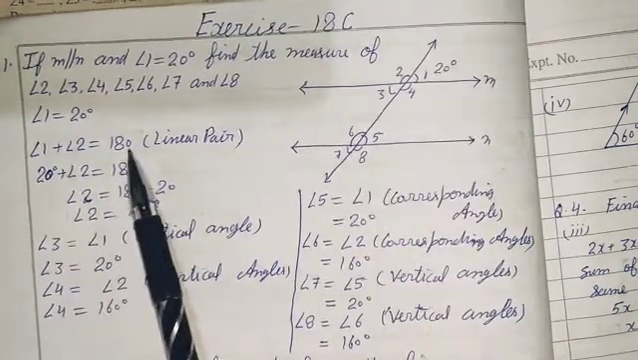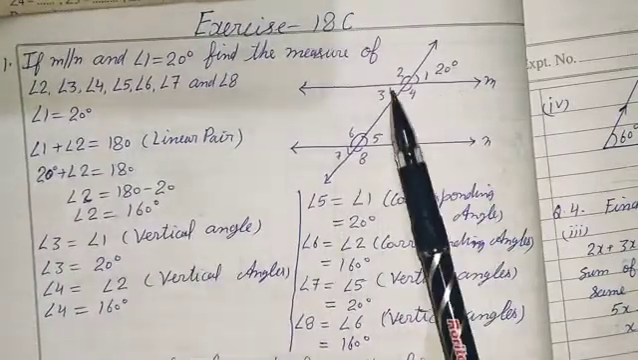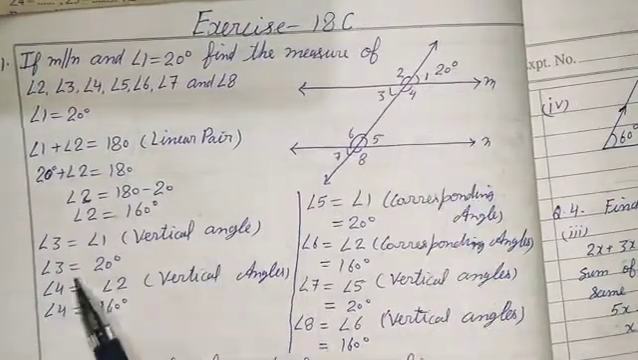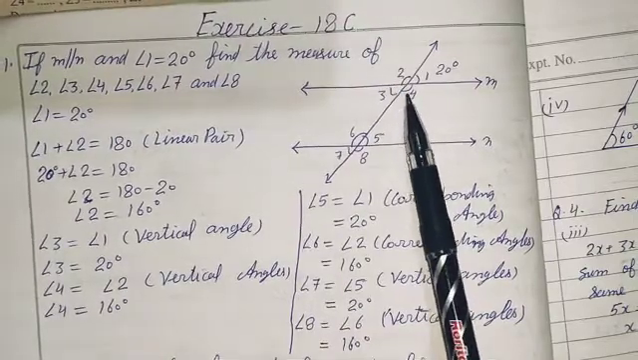So angle 1 plus angle 2 equals 180 degrees, so 20 plus angle 2 equals 180, and angle 2 equals 160. Now angle 3 and angle 1 are vertically opposite angles, so angle 3 equals 20 degrees. Angle 4 equals 160 degrees, since angle 2 and angle 4 are vertically opposite angles.